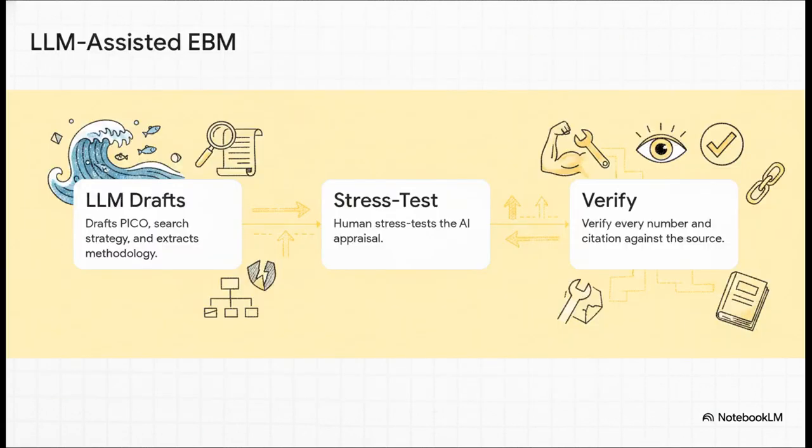To help navigate this massive sea of data, limitations, and endpoints, the course provides an awesome framework for using a large language model as a clinician's research assistant. First, the AI drafts your search strategy and extracts the methodology. Second, you humanly stress test that appraisal. And third, and this is a hard, unbreakable rule, the AI drafts, but you, the human, must manually verify every single number and citation against the original source material. It's a real game changer of a workflow, provided you never blindly trust the output.